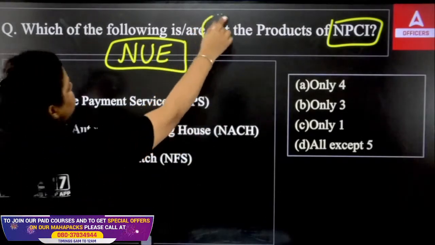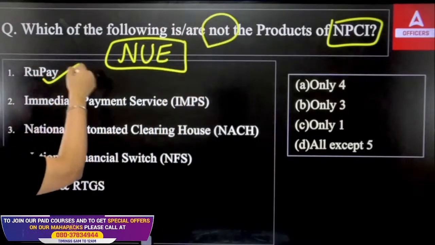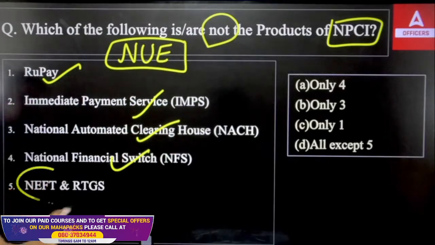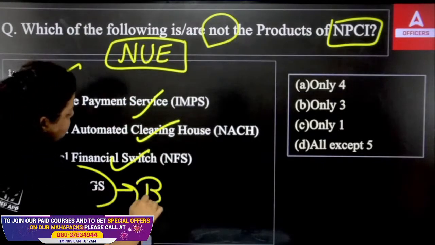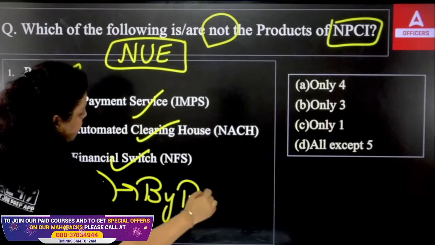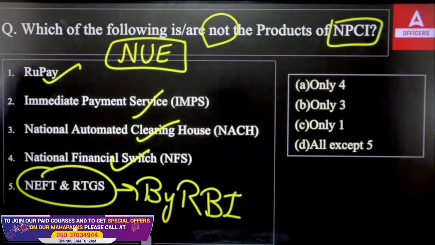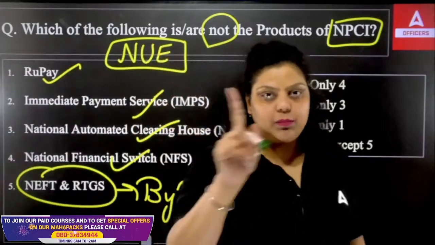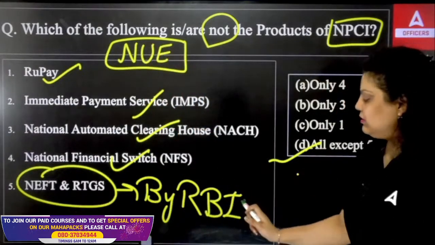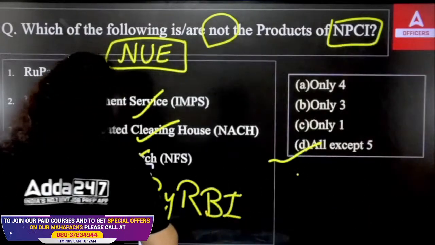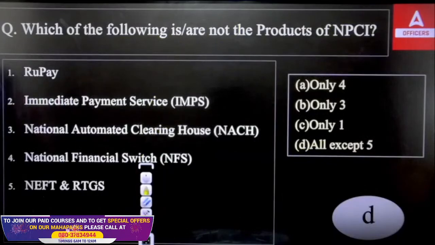Now, which of the following is not a product of NPCI? RuPay is a product, IMPS is a product, NACH is a product, NFS is a product, but not NEFT and RTGS. They are managed by RBI, and they both have become 24/7 also. So all are products of NPCI except the fifth. So this is not a product of NPCI, all the others are. So right answer will be D option. Okay, next.